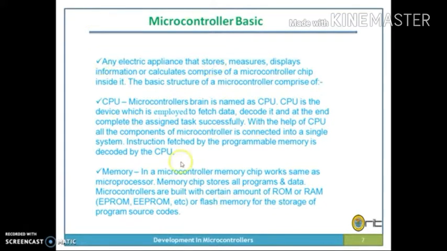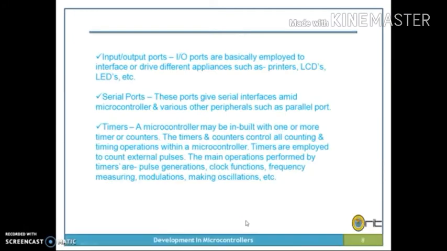Then memory. The purpose of memory is to store all programs and data. Microcontrollers are built with a certain amount of ROM and RAM or flash memory for the storage of program source codes. And the main component, that is input-output ports, distinguishes a microcontroller from a microprocessor.